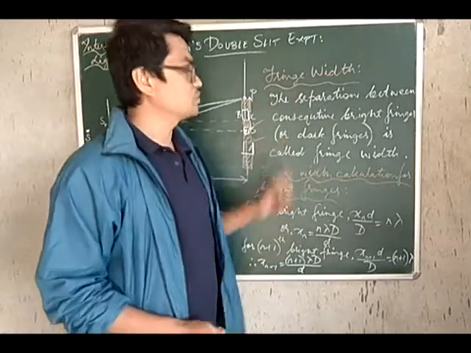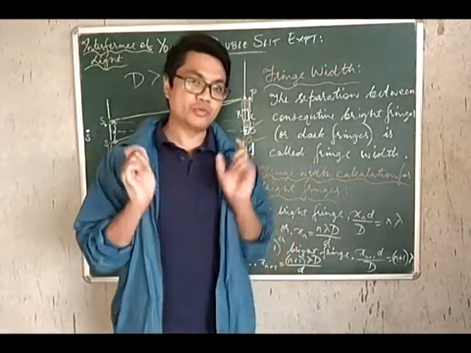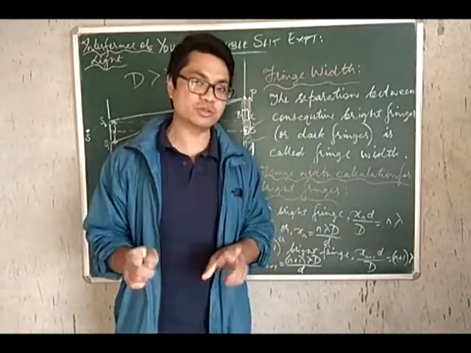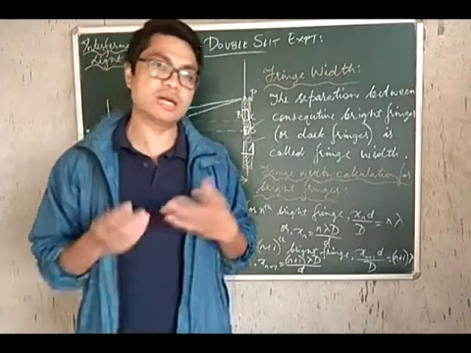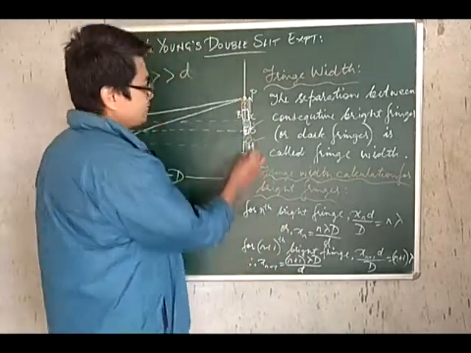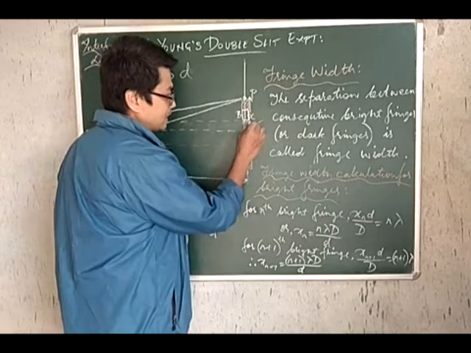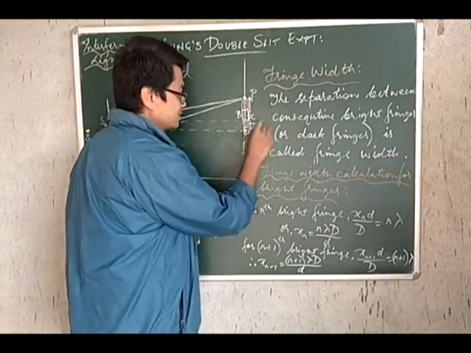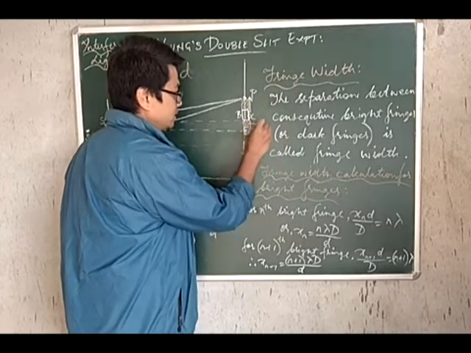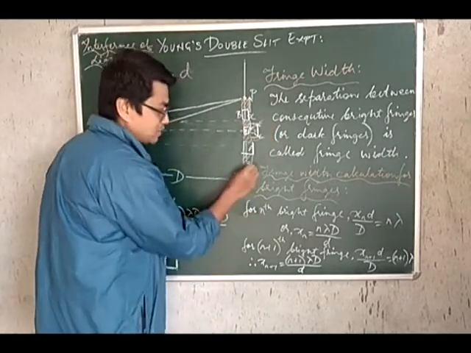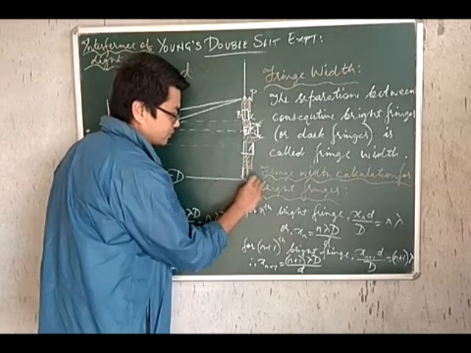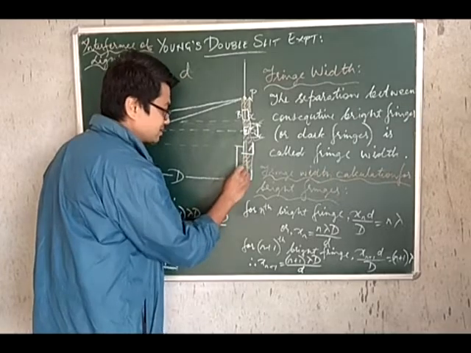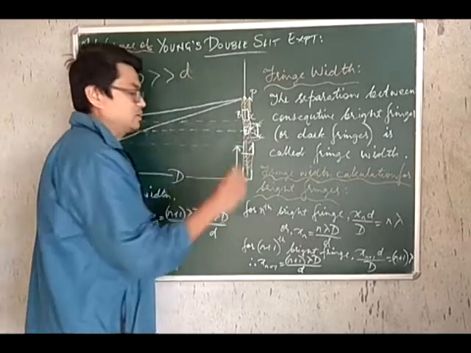Now what is this fringe width? Let's look at its definition first. Fringe width is the distance or the separation between two consecutive bright fringes, or the distance between two consecutive dark fringes. So we have two consecutive dark fringes here. This distance, this separation between them, is what is called fringe width. Likewise, below this dark fringe you will have a bright fringe, of course. So the separation between two consecutive bright fringes, this distance, is what is called fringe width, remember.